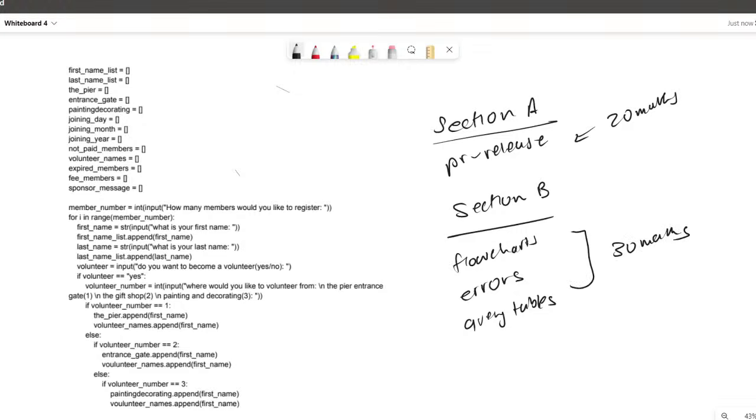Now, with that being said, I think we should wrap this up, because the main thing is you need to understand your pre-release. Don't rely on someone else's pre-release, because if you do, you won't understand anything. You need to understand it by yourself. That's how you do well. Databases, yeah, that is part of query tables. So I think there's not a lot to talk about pre-release.